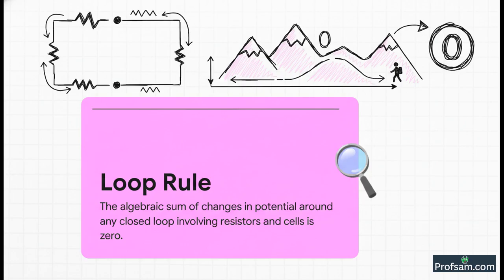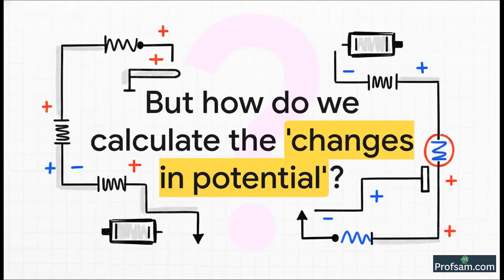It's kind of like going for a trek. You might go up a hill, then down a valley, but if you end up back where you started, your overall change in height is zero, right? It's the exact same idea, but here we are talking about electric potential. But that brings up a really important question, doesn't it? How do we even calculate these changes in potential? And let me tell you, to use this rule correctly, especially in exams, the most, and I mean the most crucial part, is getting the plus and minus signs right. This is where you have to be super careful.